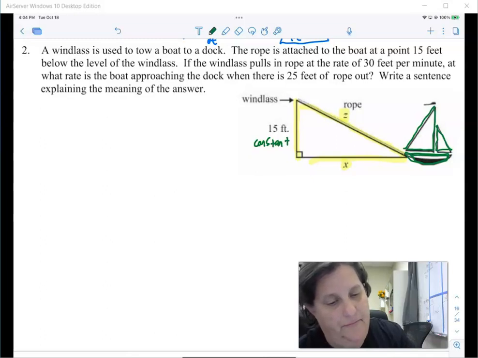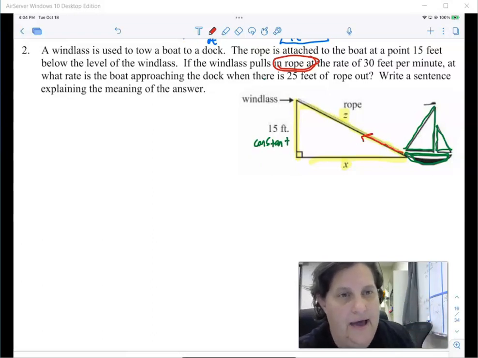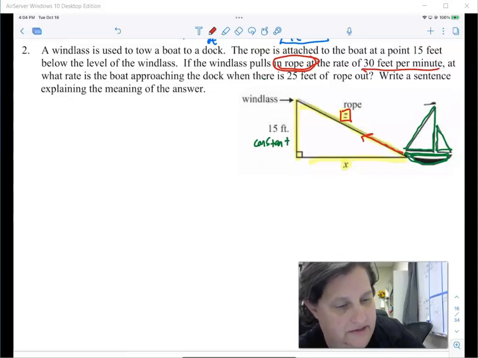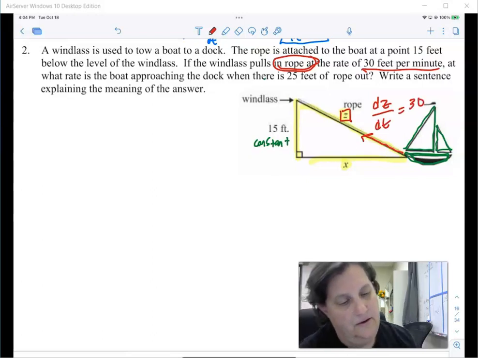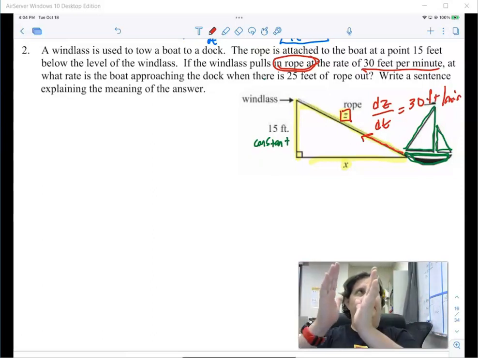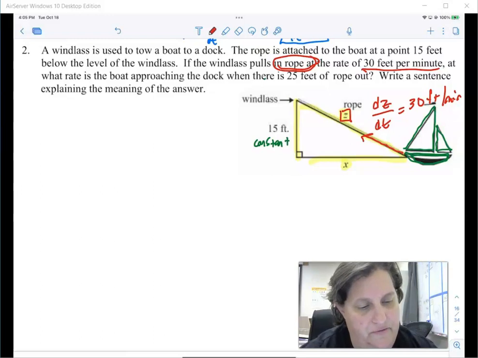That was nice. The rope is getting shorter, right? It's pulling it in at a rate of 30 feet per minute. The rope I called z. Can you guys guess what variable that 30 feet per minute is? That's dz/dt. Now you might argue that since it's getting smaller we could do negative, but that's not really going to matter, because the other side's going to be negative too. Let's just call it 30 feet per minute.